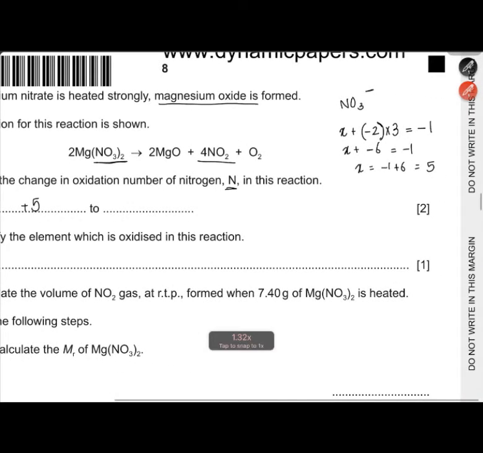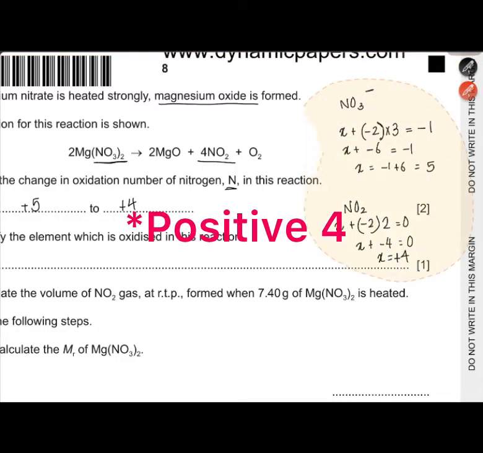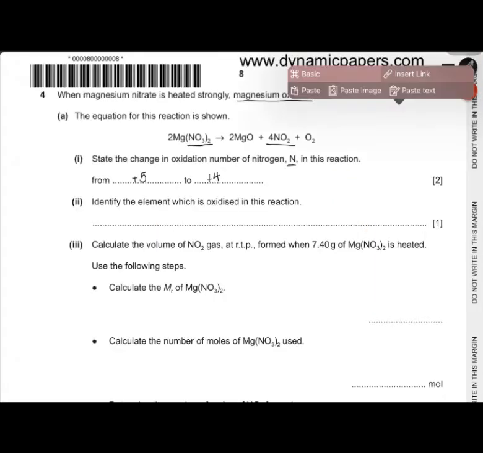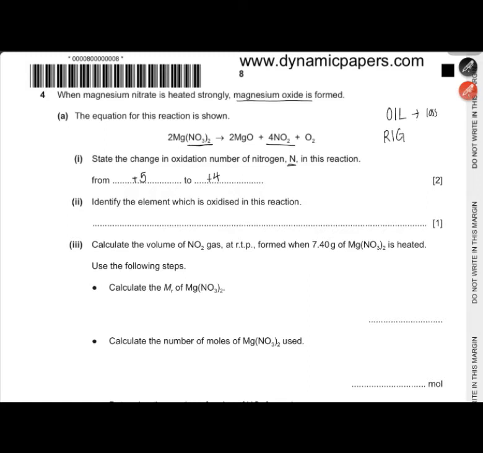Let's try to find this. NO2. Now N is x, plus oxygen is -2 multiplied by 2, equals 0. The overall charge is 0. x plus -4 equals 0. x equals +4. So it changes from +5 to +4. That means this was a reduction. Don't forget this trick, OIL RIG. Oxidation is loss of electrons. Reduction is gain of electrons. So this is gaining electrons and becoming less positive.